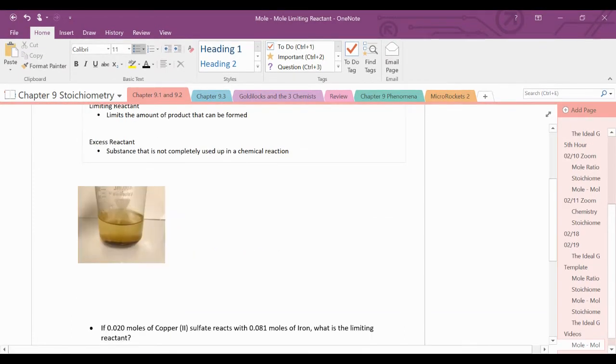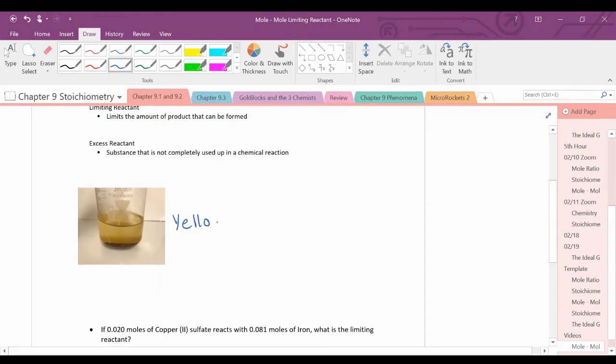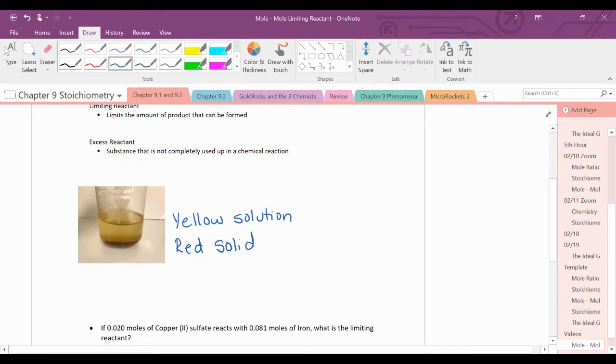So I have a picture here of a reaction that I carried out with a copper solution and a piece of iron. And so if we look, this is at the end. We have a yellow solution and a red solid. So at the end of the video, we'll talk about what was in our final solution, and what is that red solid.